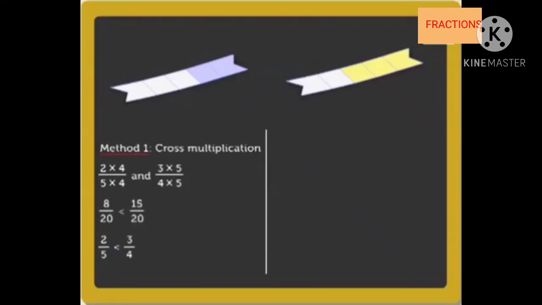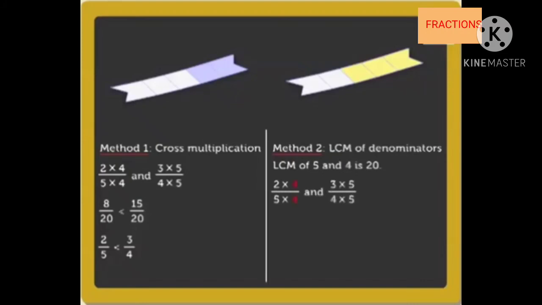We can also compare these fractions by taking the LCM of the denominators. Here, the LCM of 5 and 4 is 20. Next, we multiply the fractions with 4 and 5 respectively to get equivalent fractions. Now compare the like fractions. Here 8 upon 20 is smaller than 15 upon 20. Thus, 2/5 is less than 3/4.